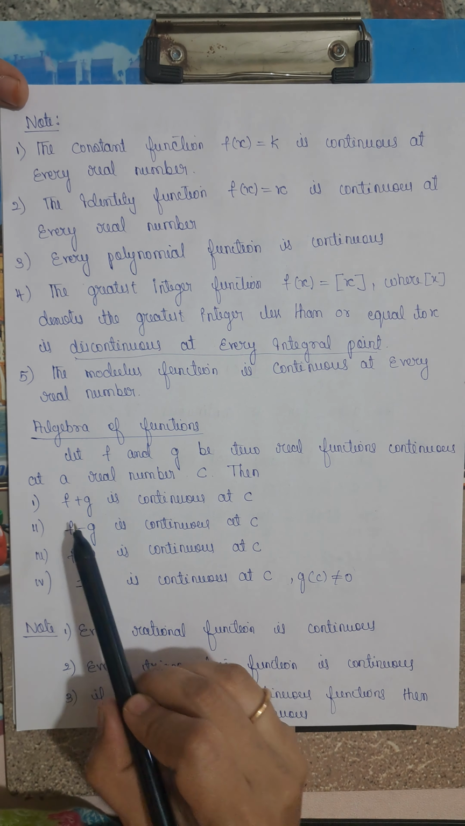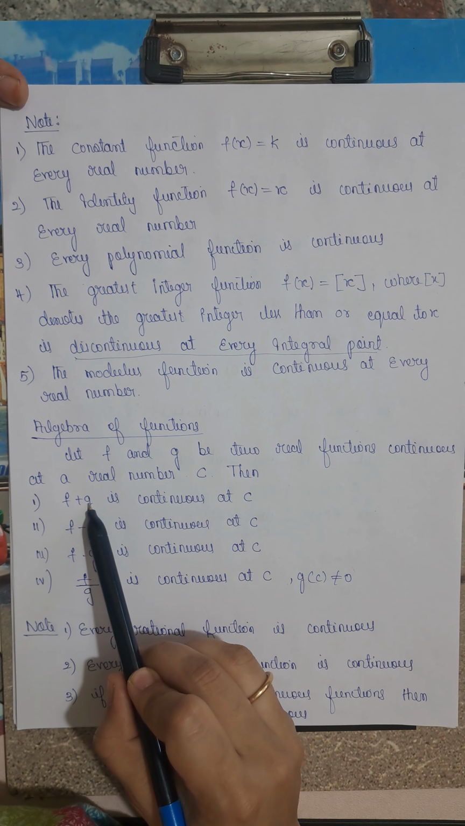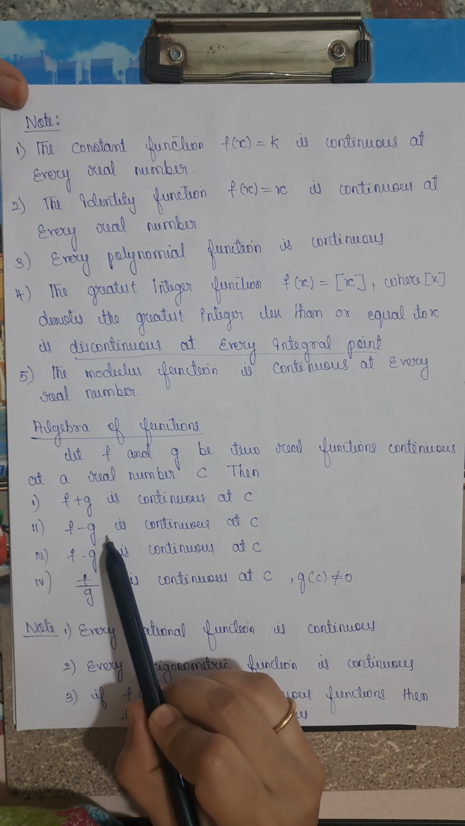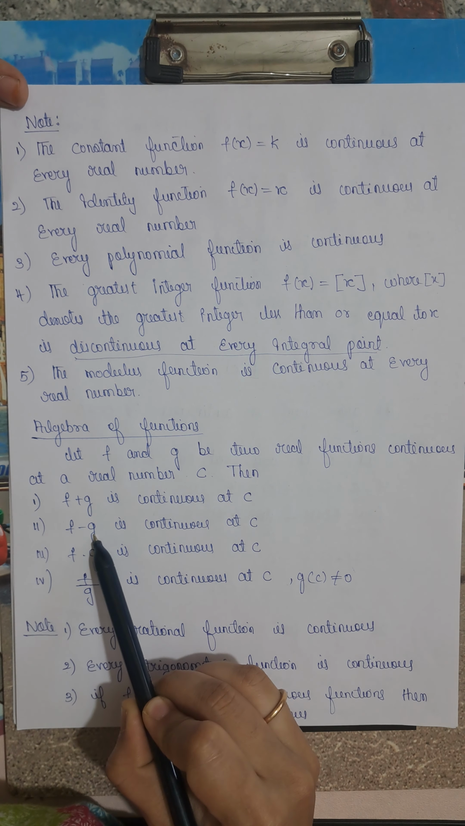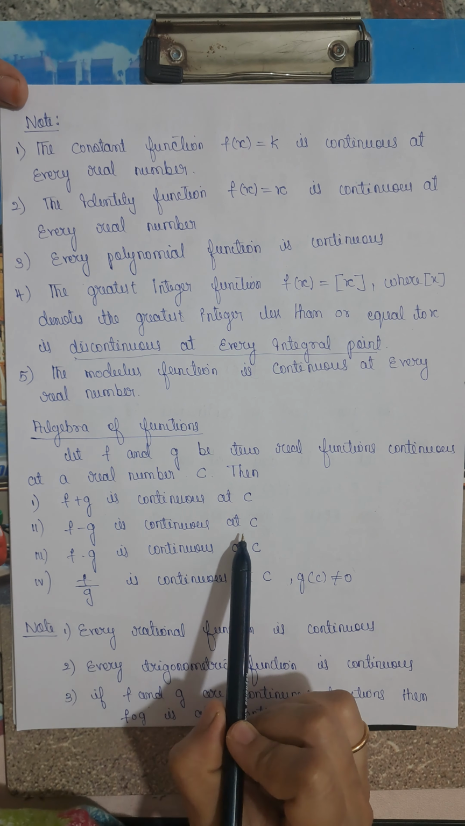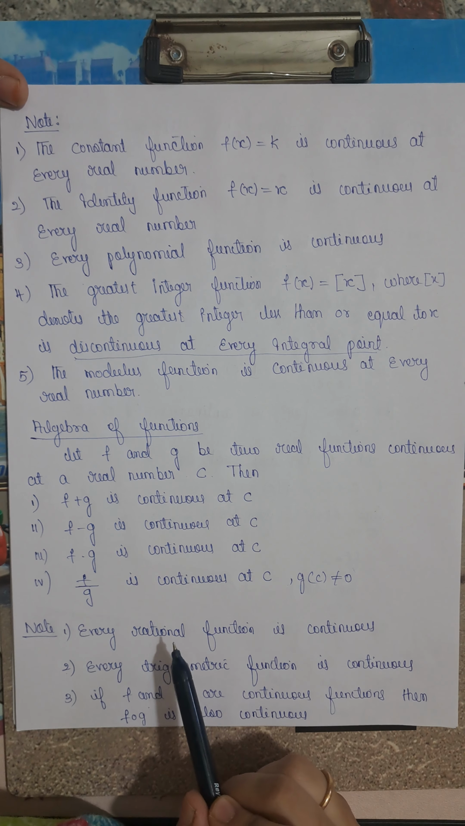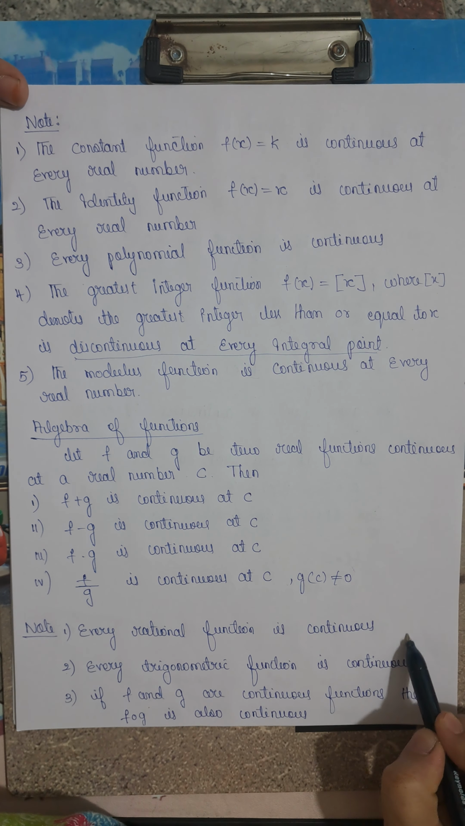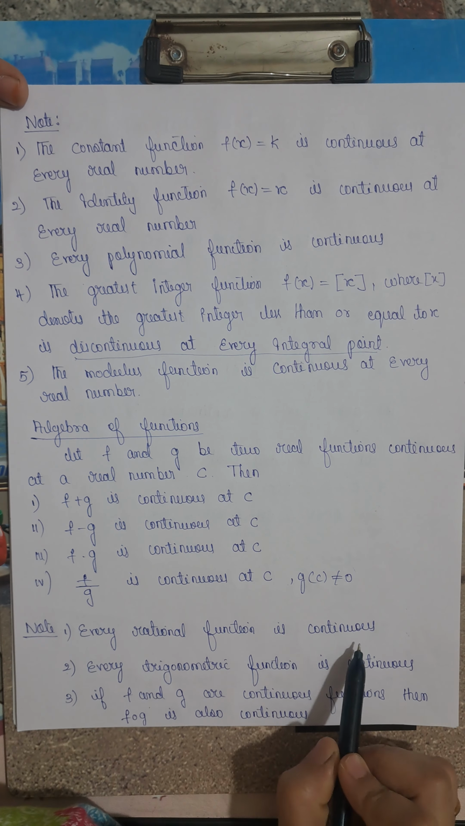Nothing but if you consider two functions f and g which are continuous, then if you add those functions, it will be continuous. f minus g, nothing but the difference: if f is continuous and g is continuous, then f minus g will also be continuous. So from this, we know that every polynomial function is continuous. What is a rational function? One polynomial divided by another. So if both f and g are continuous, f by g will also be continuous. Nothing but every rational function is continuous.